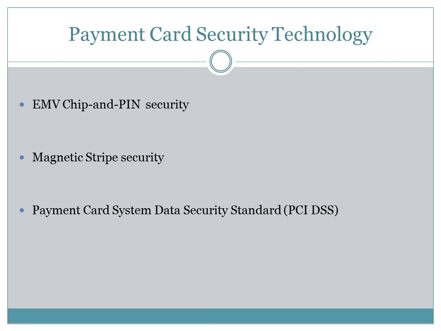The EMV chip and PIN security is commonly used in Europe and Asia, while the magnetic stripe is commonly used in the United States. The magnetic stripe is thought to be less secure than the EMV chip and PIN security technology.